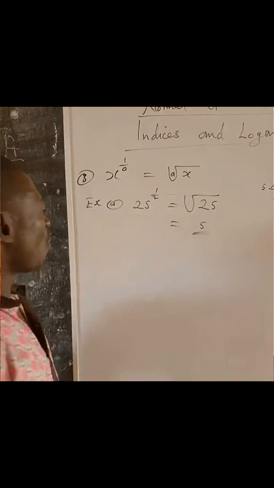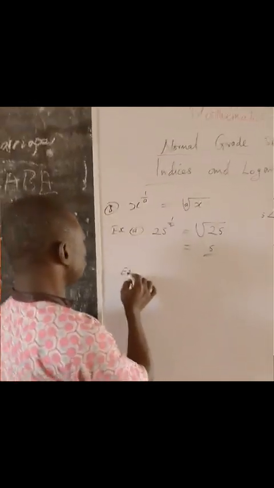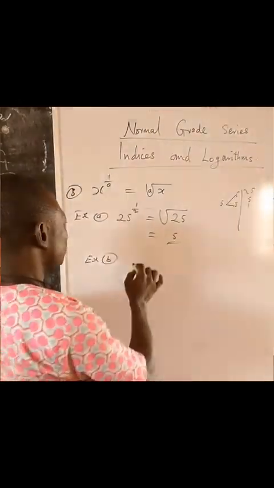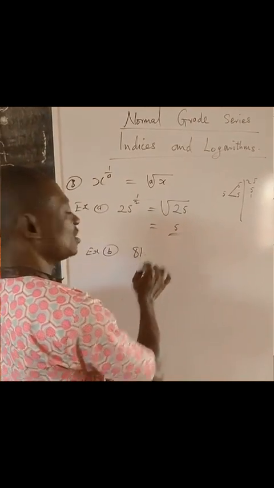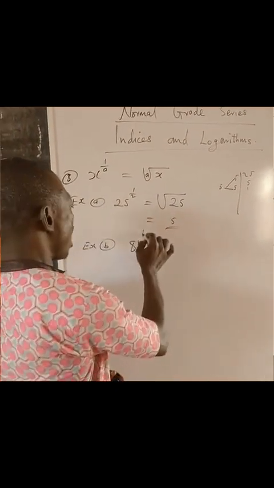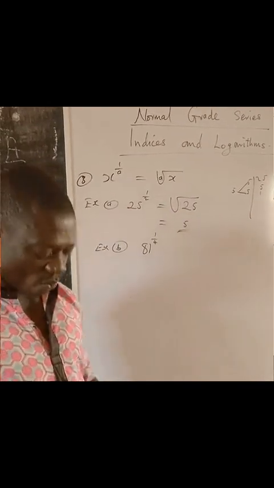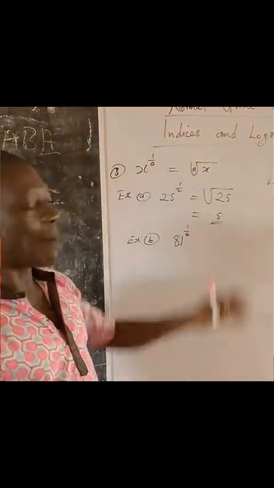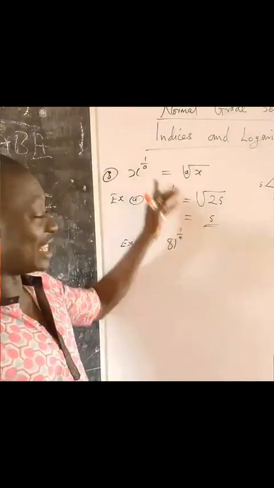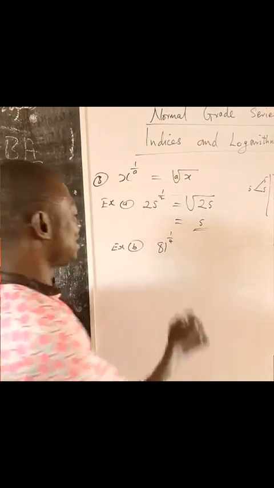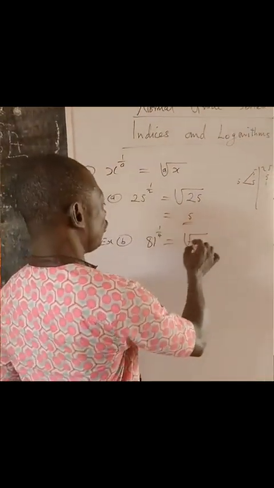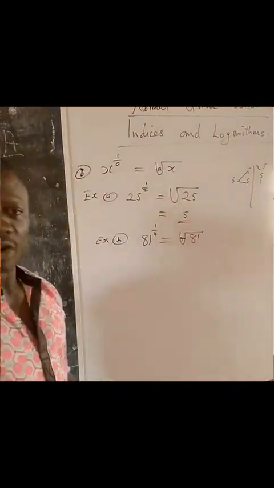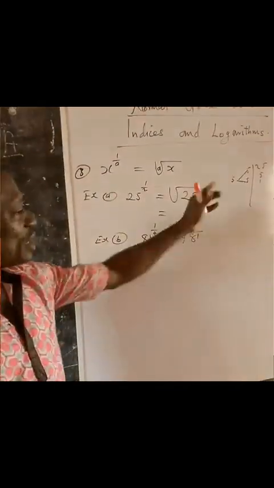Assuming we have a question, example 2. In example 2 that gives us something like 81 raised to power 1 over 4. We're also going to take the same approach, where a in this case is 4. We are going to take it that this is the same thing as 4th root of 81. 4th root of 81. We are also going to do the same thing.